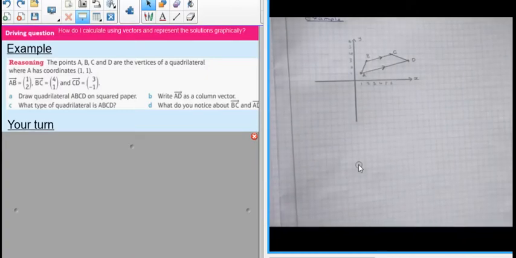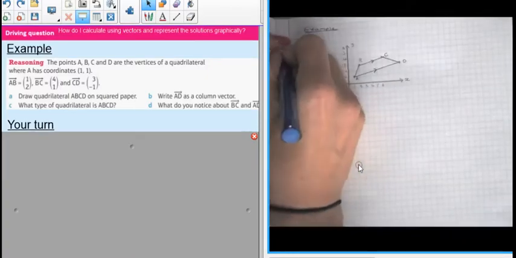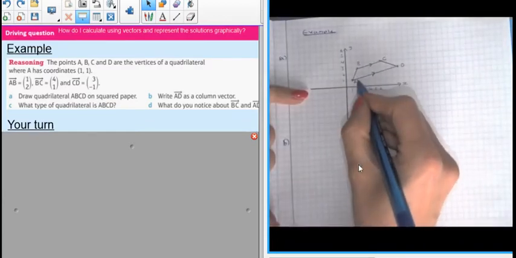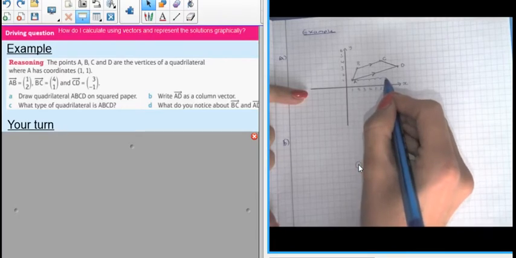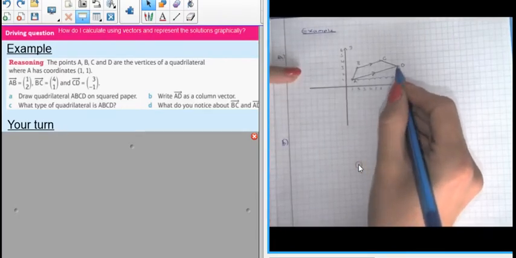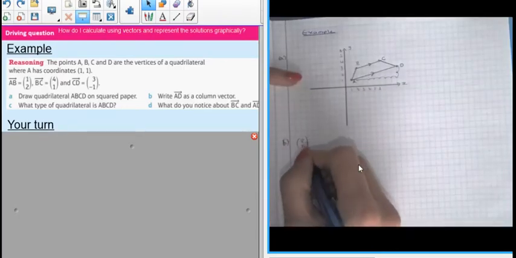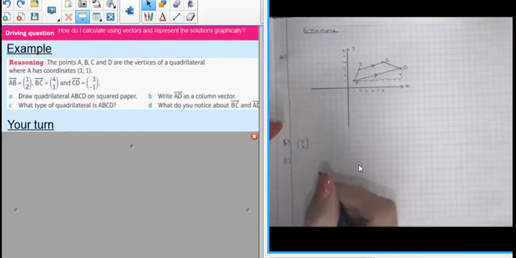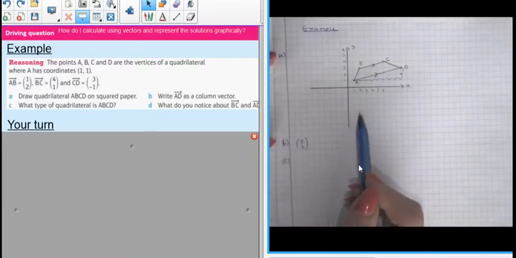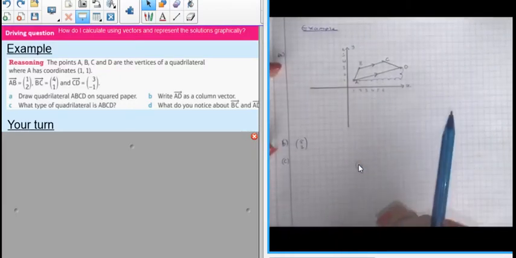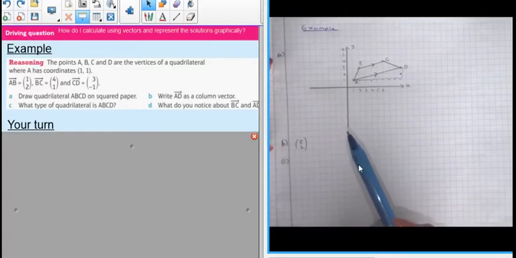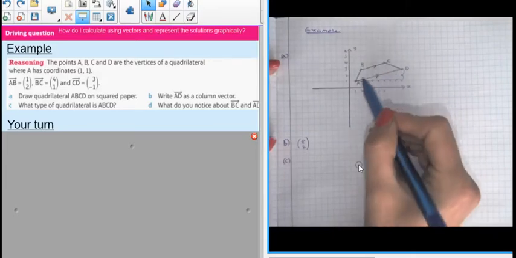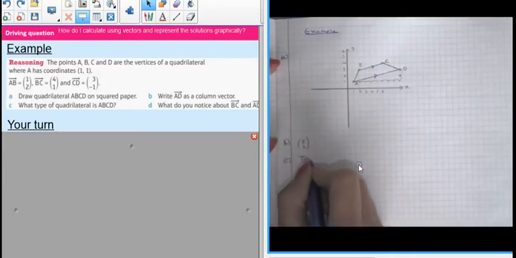And part B is asking us to write AD as a column vector. So A to D, and then 1, 2, 3, 4, 5, 6, 7, 8 across, and 1, 2 up. So that's (8, 2). Part C is saying, what type of quadrilateral is ABCD? Now, if you need to, rewind the video and have a look at the types of quadrilaterals that we looked at, and you should be able to tell we've got 1 pair of parallel lines, and that's a trapezium.